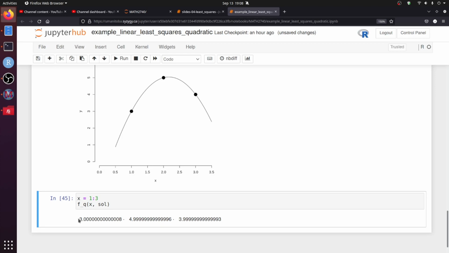I get values that might be numerical imprecisions. I mean, we'd have to check precisely. They might be numerical imprecisions, or they might just not be quite the value. But if you remember, what we should have is this point is 1, 3, this point is 2, 5, and this point is 3, 4. We're very close. Even if we assume that this is not the real solution, it is something that is very close to what we're using. And that's it for this.